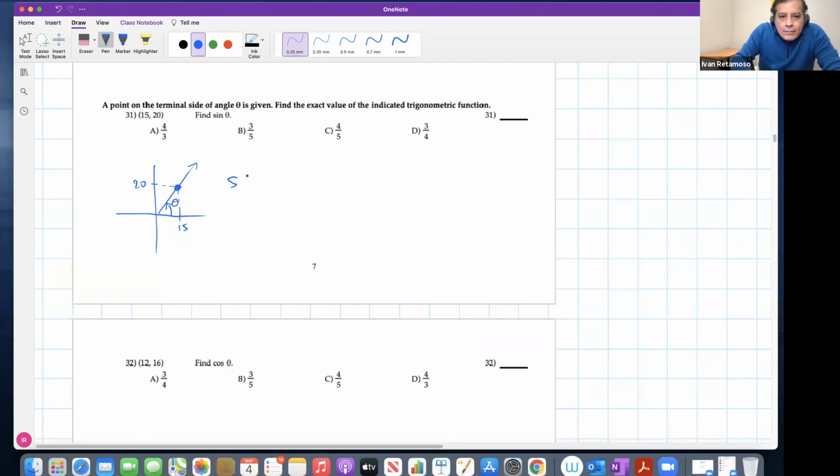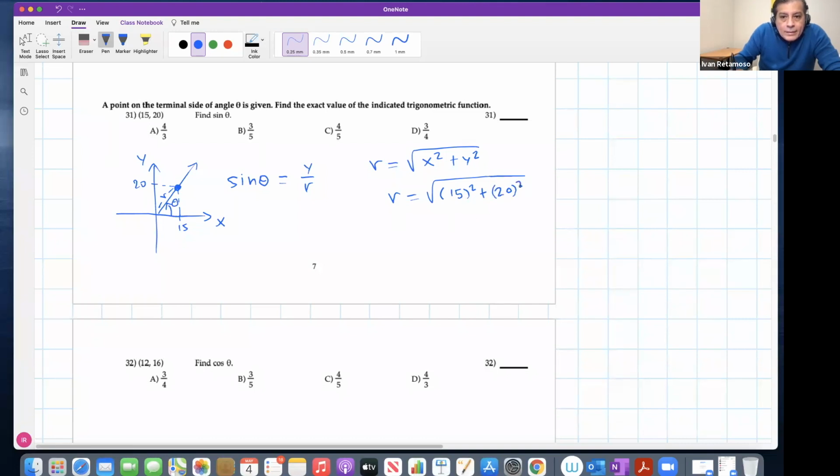Remember, we have a definition for sine of theta when you work with your angle in standard form, in the XY coordinate system. They call this distance R, and this is Y, right? So sine is equal to Y over R. But what is that R, Professor? R is the square root of X squared plus Y squared, right? So R can be easily found by doing 15 squared plus 20 squared.